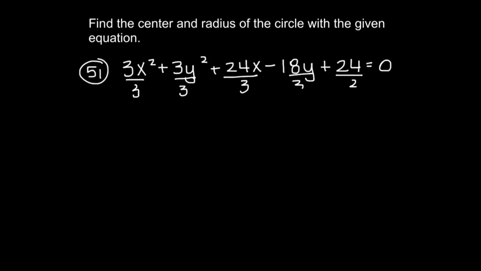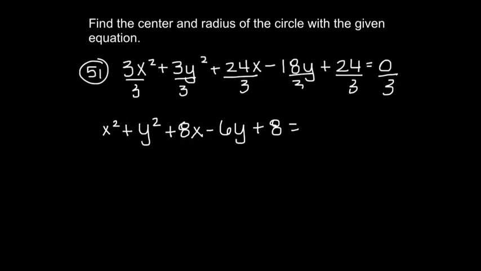Every term gets divided by 3, technically including the 0, so that I'm left with x squared plus y squared plus 8x minus 6y plus 8 equals 0. The other thing that I want to do is move some terms around. I want to commute the terms. I want to move the 8 to the other side of the equal sign, so that will mean subtracting 8 from both sides.